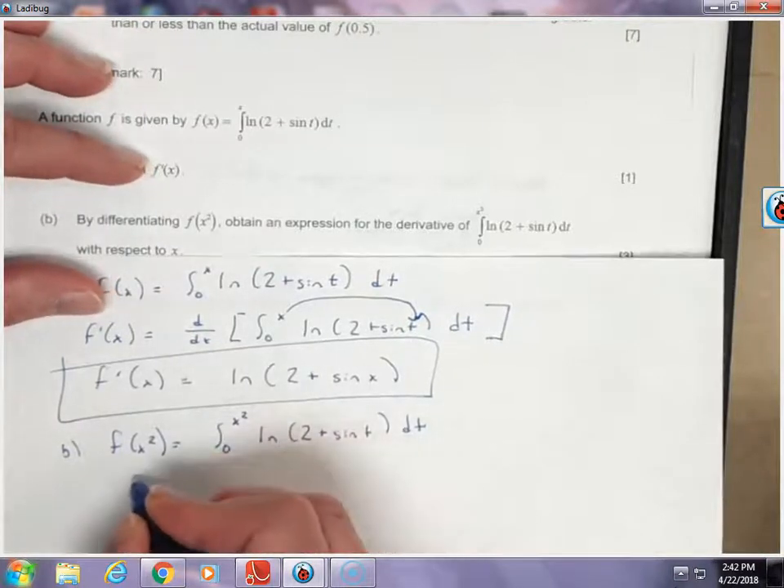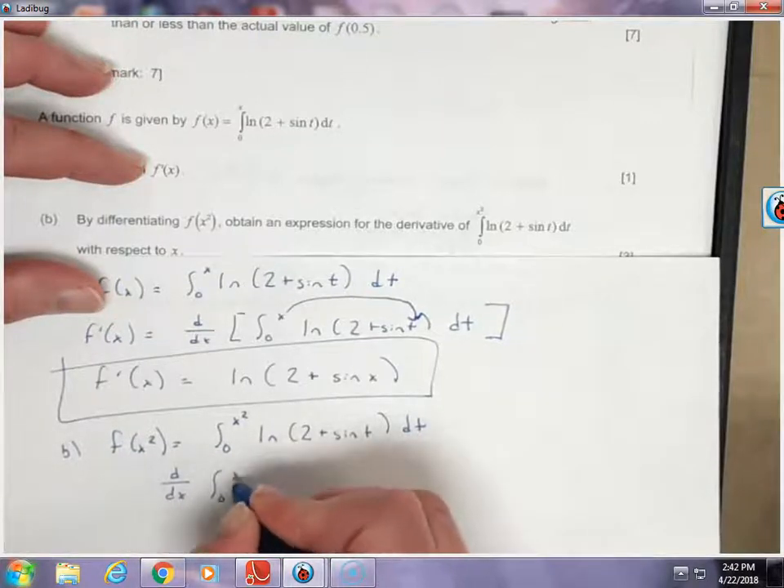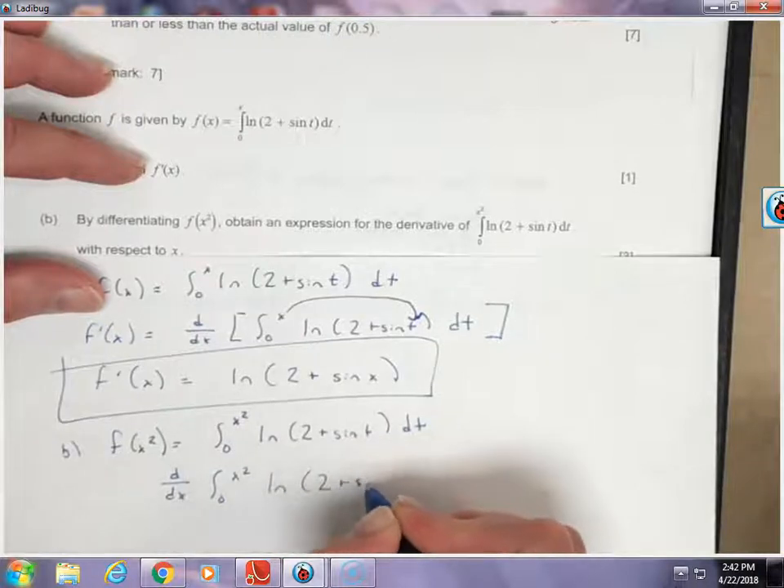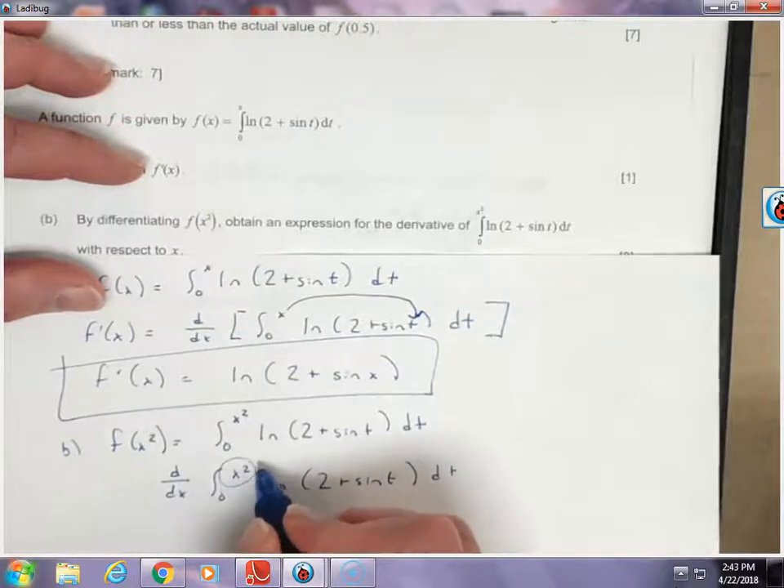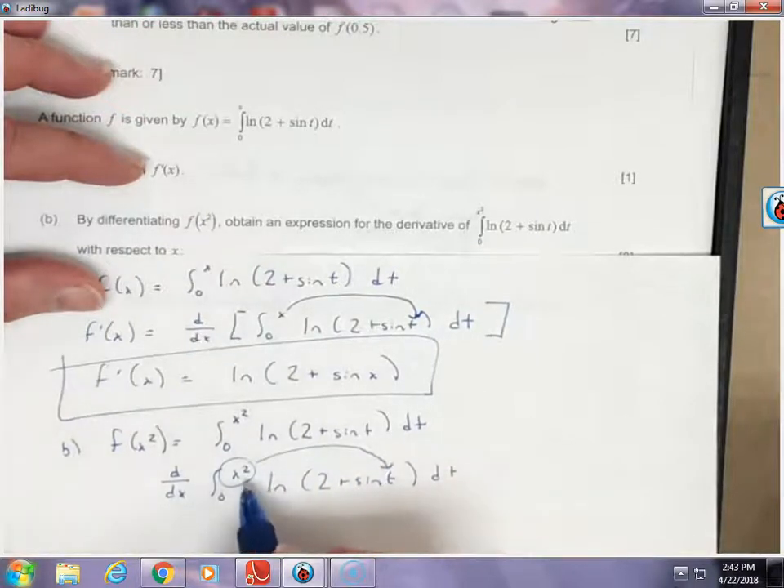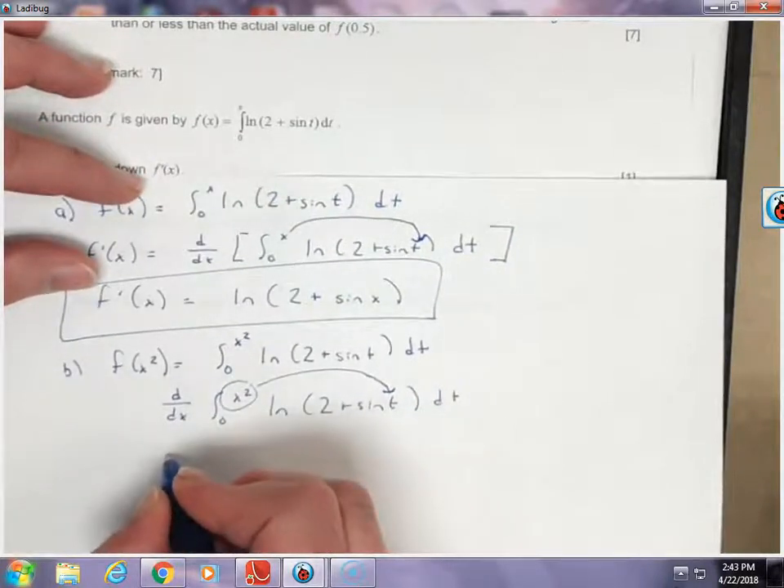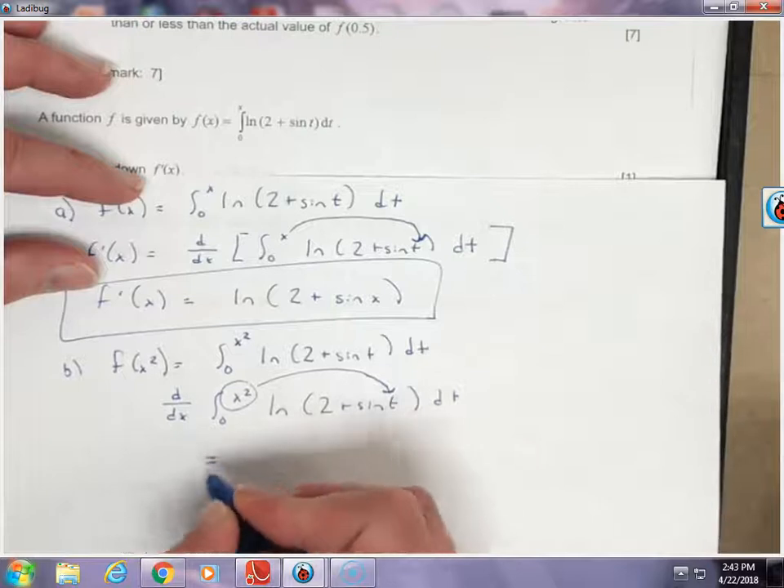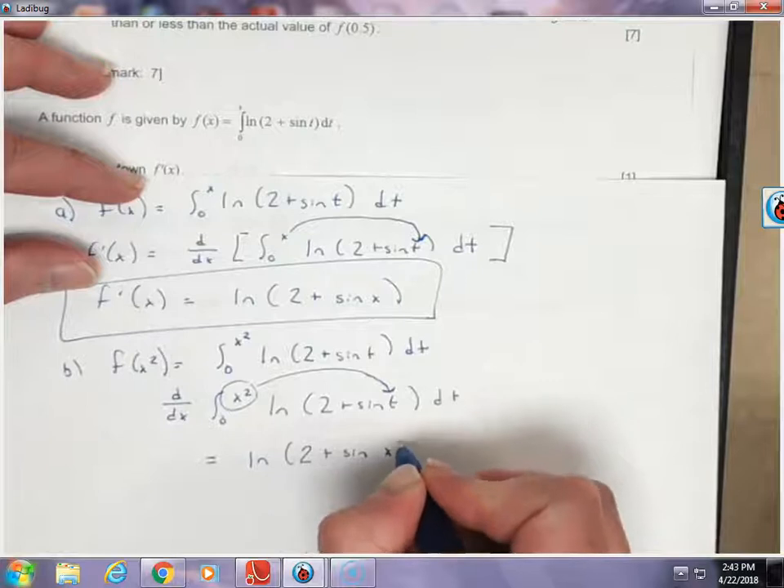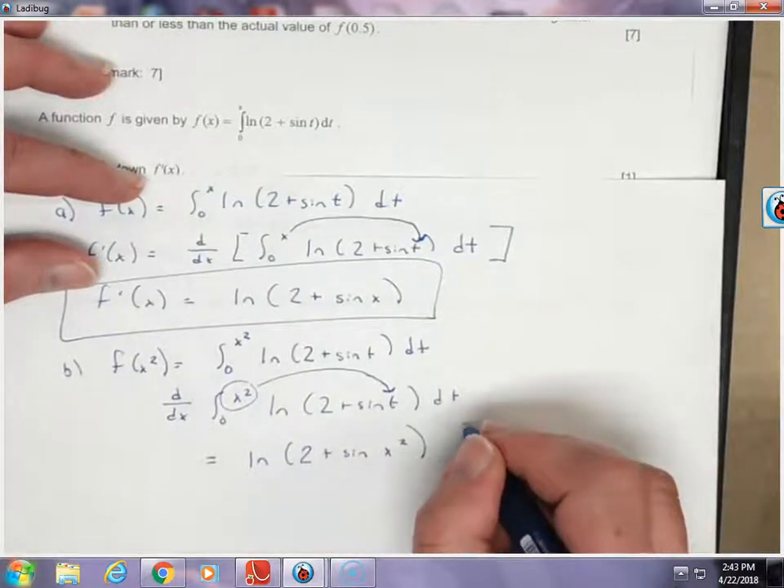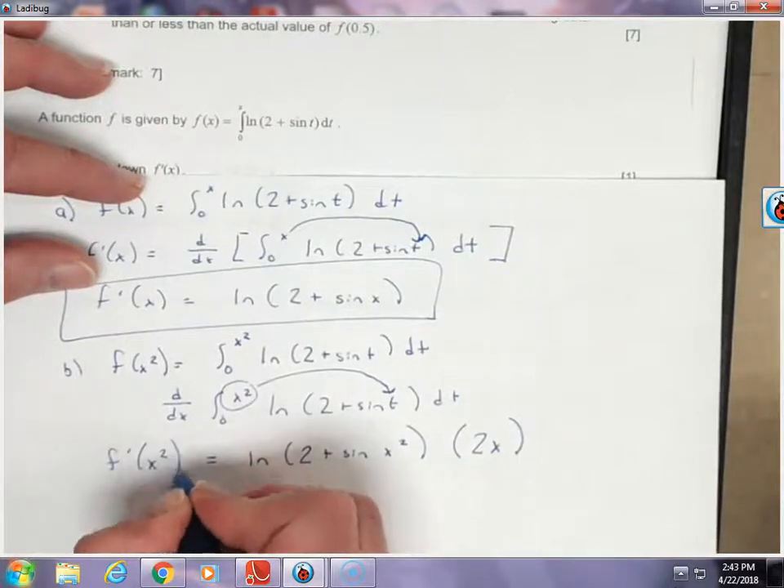They want me to take the derivative of that. So the derivative of this, we have to do just slightly more thinking. Still derivative of the integral, substitute in the x squared, but then times the derivative of the upper bound. Okay, so this is going to equal just ln of 2 plus sine of x squared times the derivative of x squared, which is 2x. So what we found here was f prime of x squared.